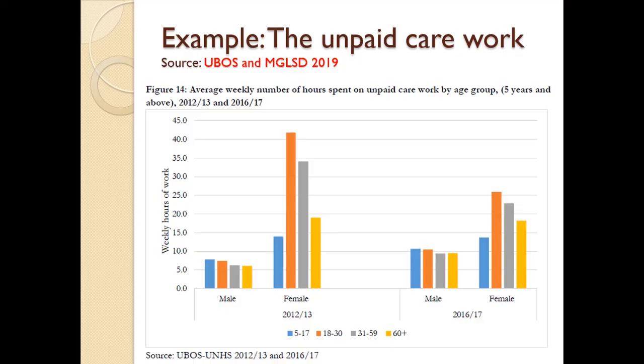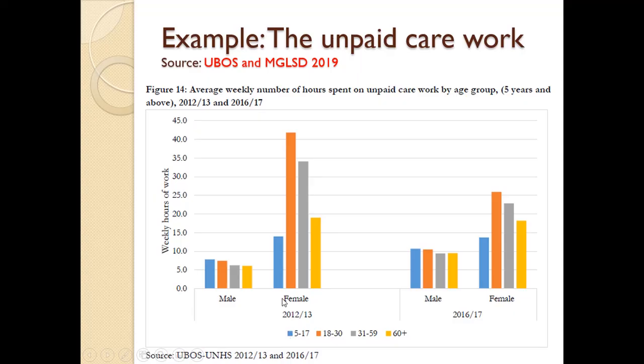So this is quantitative data from 2012, 2013, and the year 2016, 2017. You have weekly hours on your y-axis, and then you have the gender differences, the males and females, for both years. So you have, for instance, in 2012 and 2013, women on average spend more hours doing unpaid work compared to men.